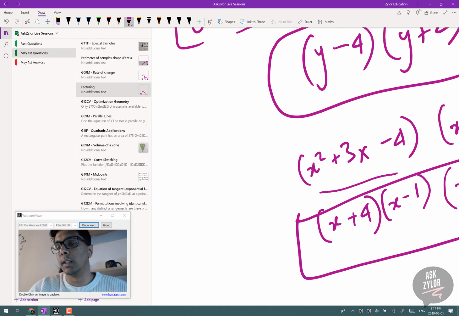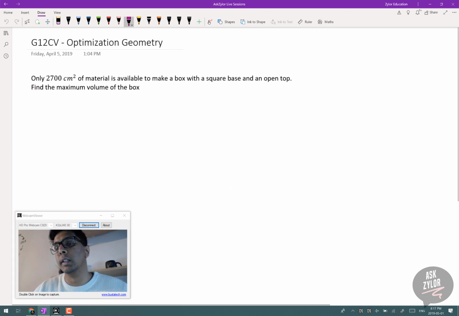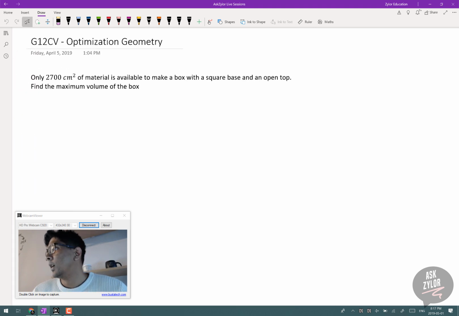So let's move on to the next one. This is a grade 12 calculus and vectors question. It's dealing with optimization. So we're told only 2700 centimeters squared of material is available to make a box with a square base and an open top. Find the maximum volume of the box.